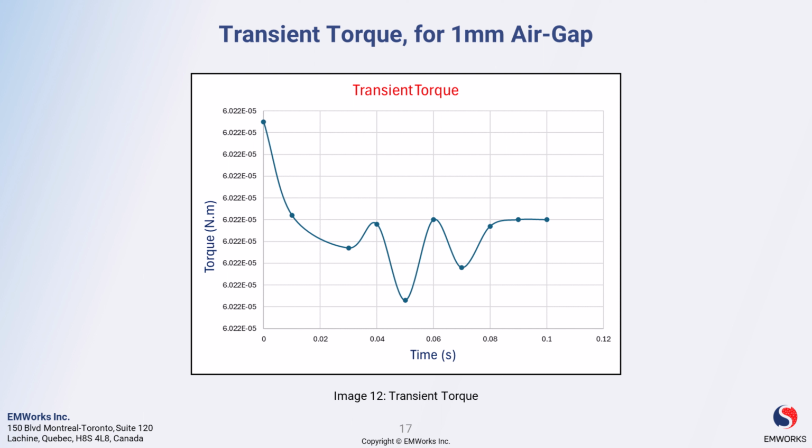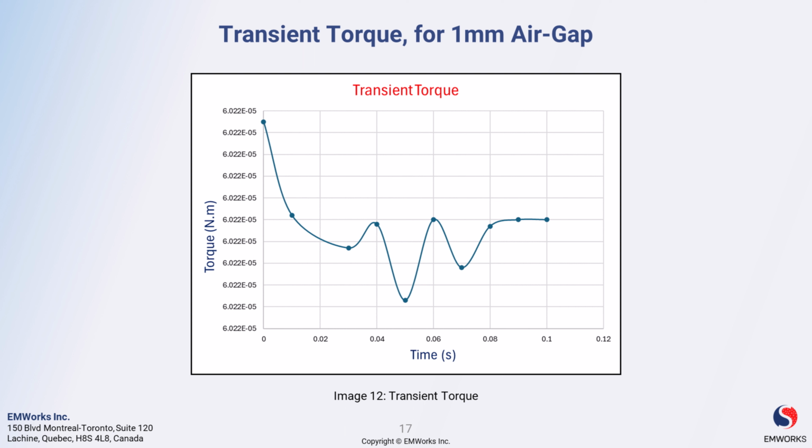So moving on, the image on this slide represents a graph or plot showing the transient torque behavior of the disk permanent magnet governor for a specific air gap distance of 1 mm. The x-axis represents time, while the y-axis represents the torque value. The graph illustrates how the acting torque on the rotor varies over time, providing valuable insights into the governor's response to various operating conditions and transient events.